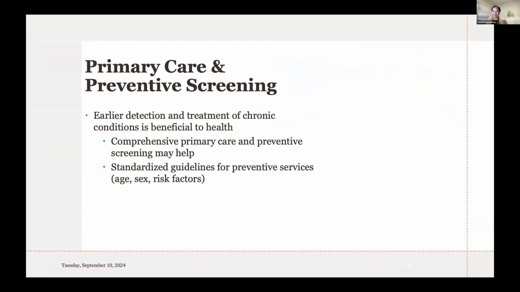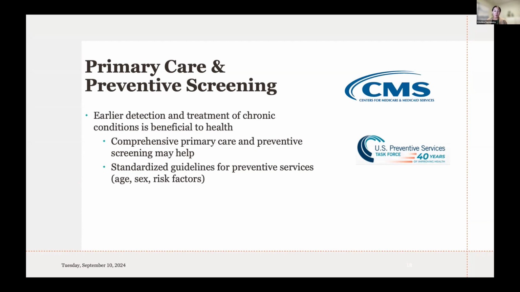Earlier detection and treatment of these chronic conditions is beneficial for health. And the place where a lot of this early detection and screening happens is in the primary care clinic. And so comprehensive primary care and preventive screening can help to identify these chronic conditions earlier and initiate treatment or evaluation. And there are standardized guidelines for preventive services based on a person's age, their sex, and other risk factors. These are put out by groups like the U.S. Preventive Services Task Force and the Centers for Medicare and Medicaid Services, but they're just for the general population overall.